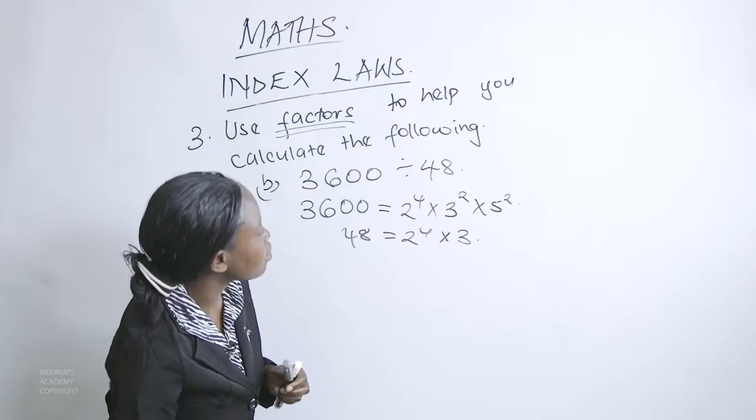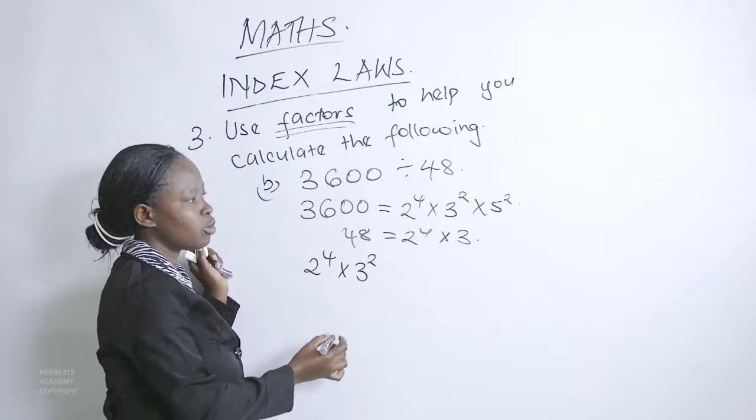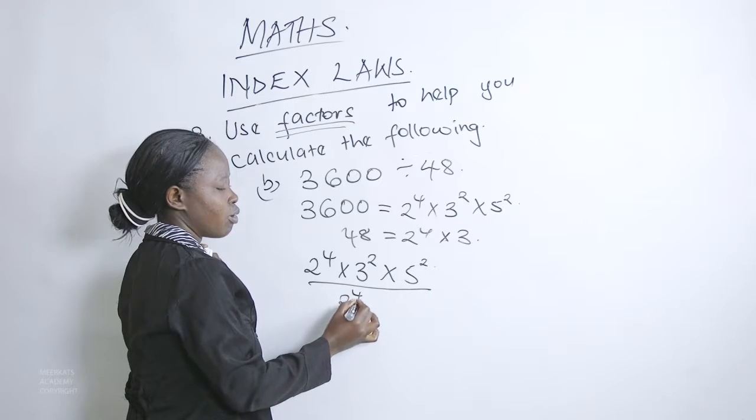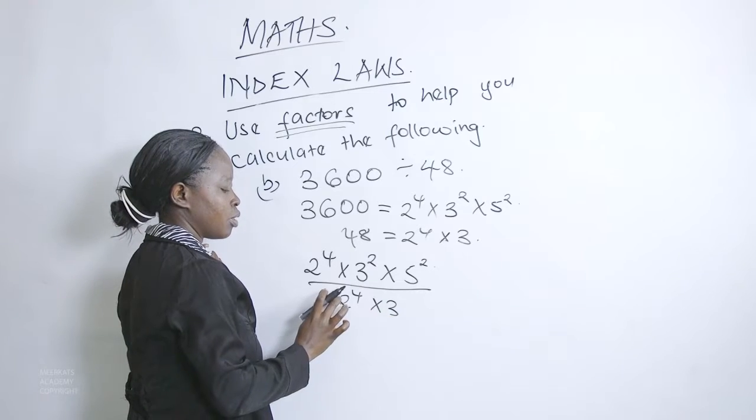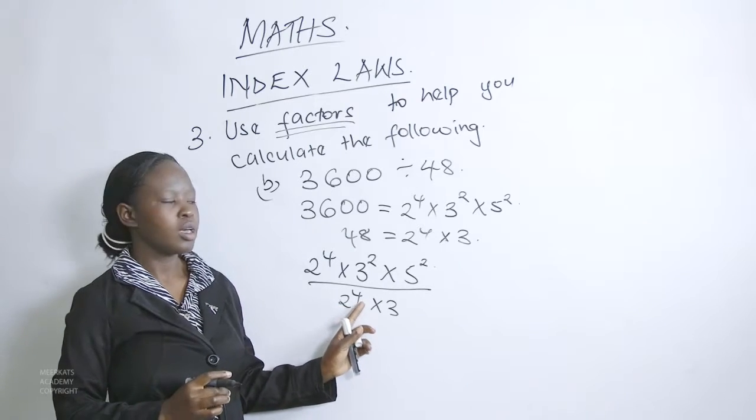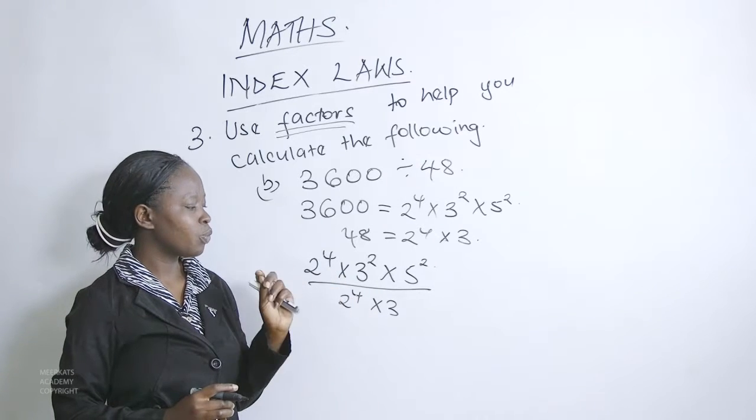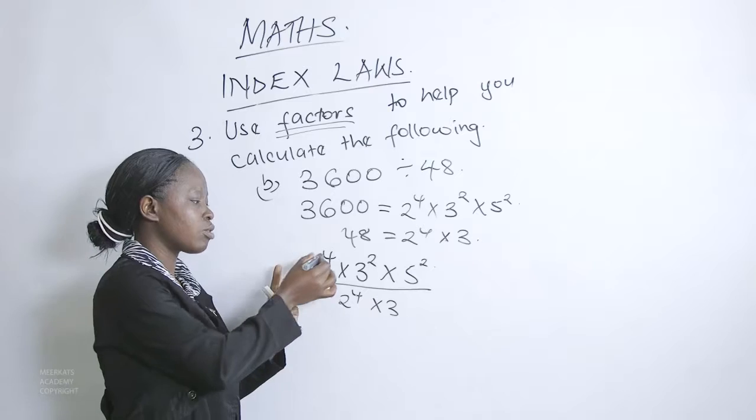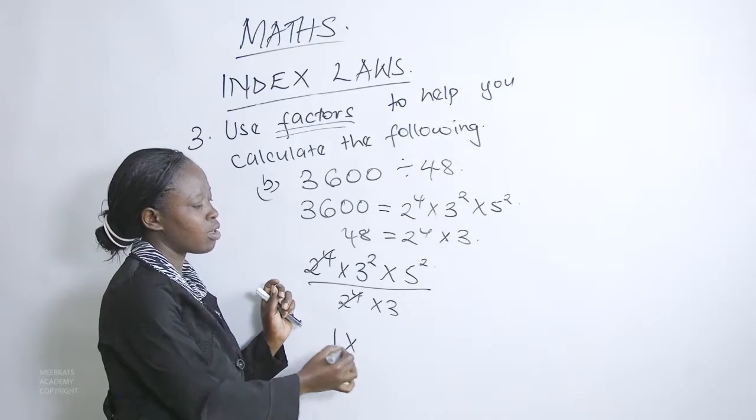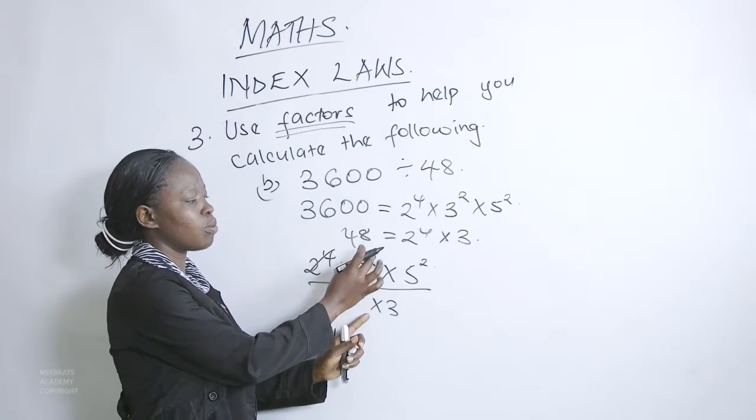So if I simplify my expression, then this is what it means, that I'm having 2 to the power of 4 times 3 to the power of 2 times 5 to the power of 2 divided by 2 to the power of 4 times 3. So if I simplify this, then I have 2 to the power of 4 divided by 2 to the power of 4. Subtracting the powers, this is 4 minus 4, which gives us 0. So 2 to the power of 0 is simply 1. So 2 to the power of 4, 2 to the power of 4 cancels out to give us 1, times 3 to the power of 2 divided by 3. This means that I have 3 to the power of 2.